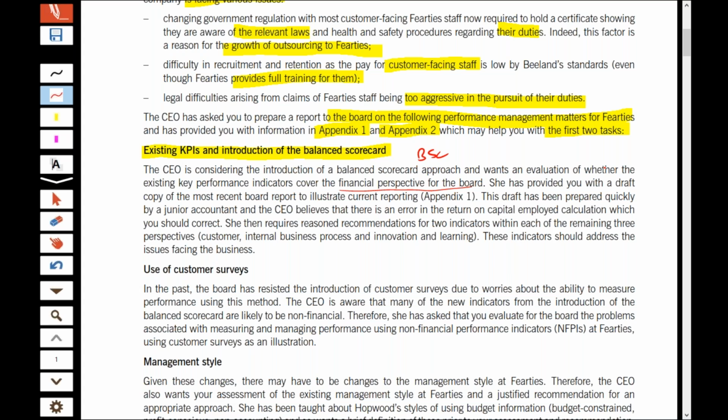It says she has provided you with a draft copy of the most recent board meeting to illustrate current reporting. The draft has been prepared quickly by a junior accountant, and the CEO believes that there is an error in the ROCE calculation, which you should correct. She then requires reasoned recommendations for the two indicators within each of the remaining three perspectives: the customer, the internal business, and the innovation and learning. These indicators should address the issues facing the business.